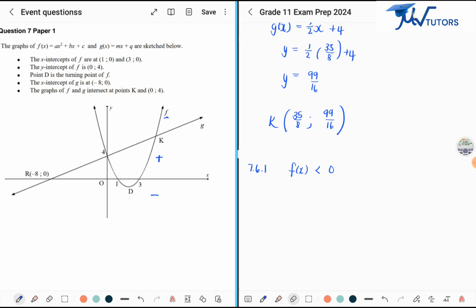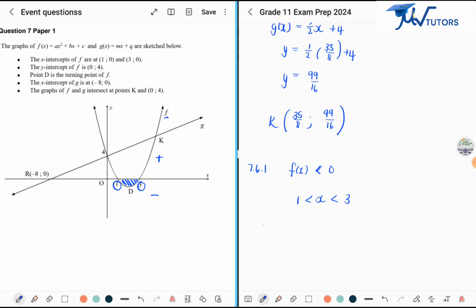It is in between 1 and 3. Remember here, they just said smaller than 0. They didn't say smaller and equal to 0. So basically, your values are in between 1 and 3. Okay, I hope that makes sense. In between 1 and 3, that is where your y values are smaller than 0.